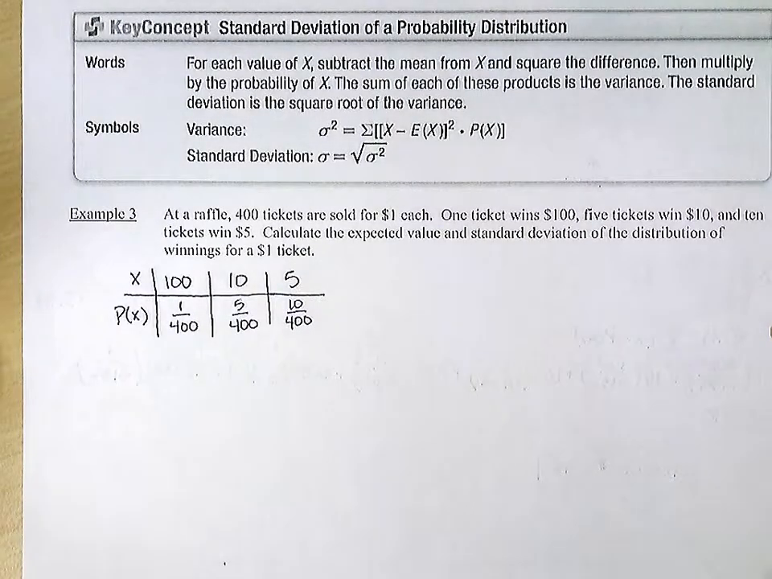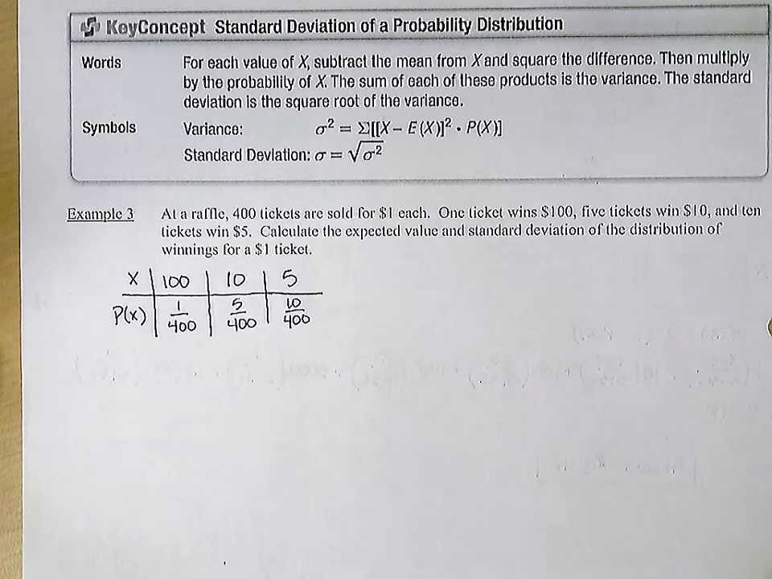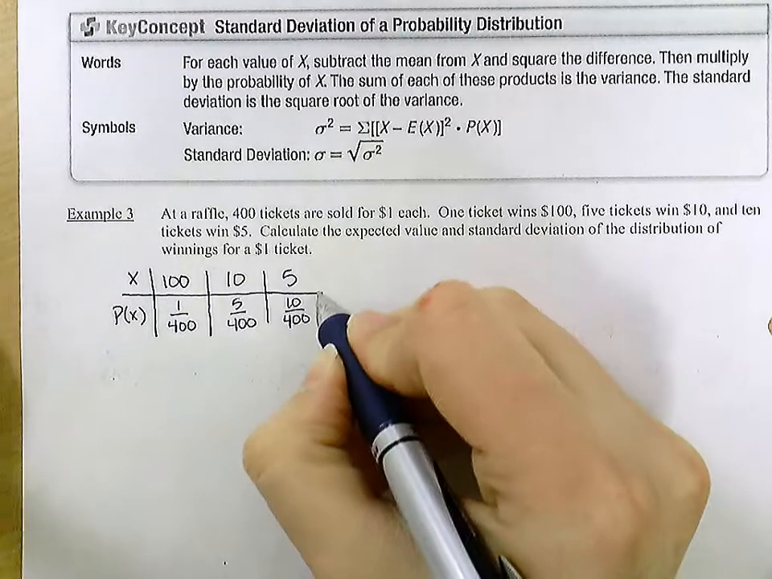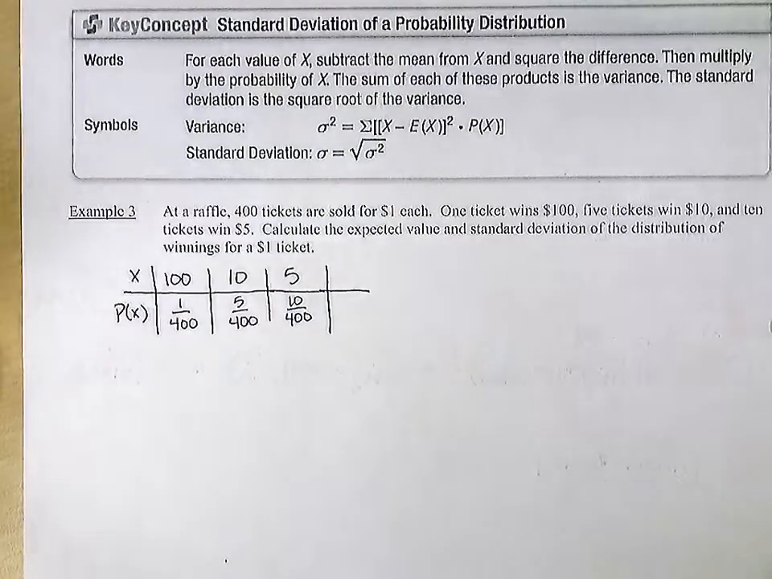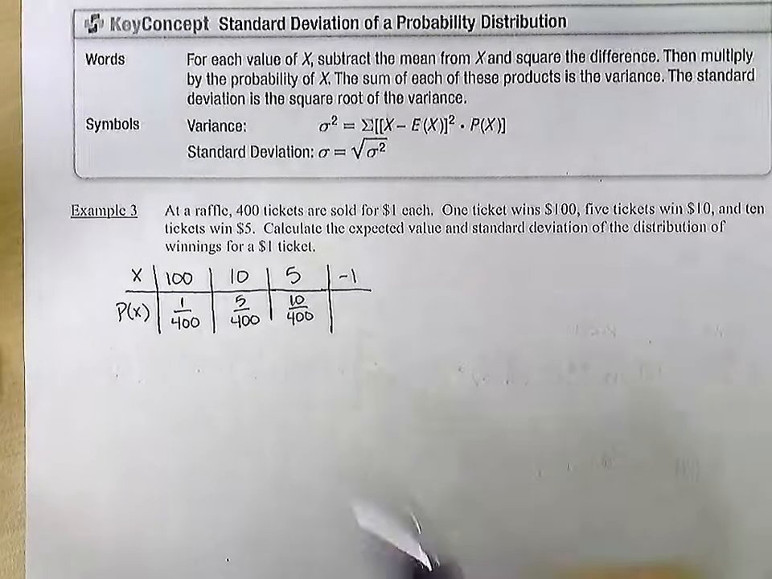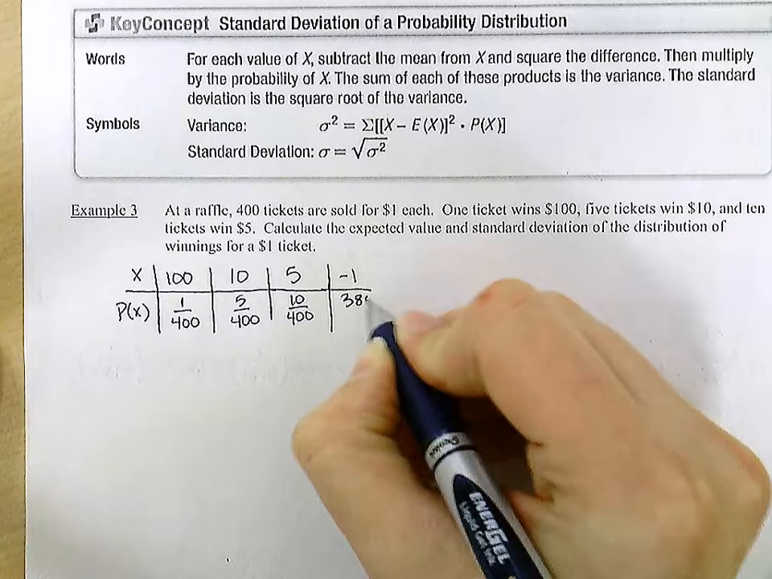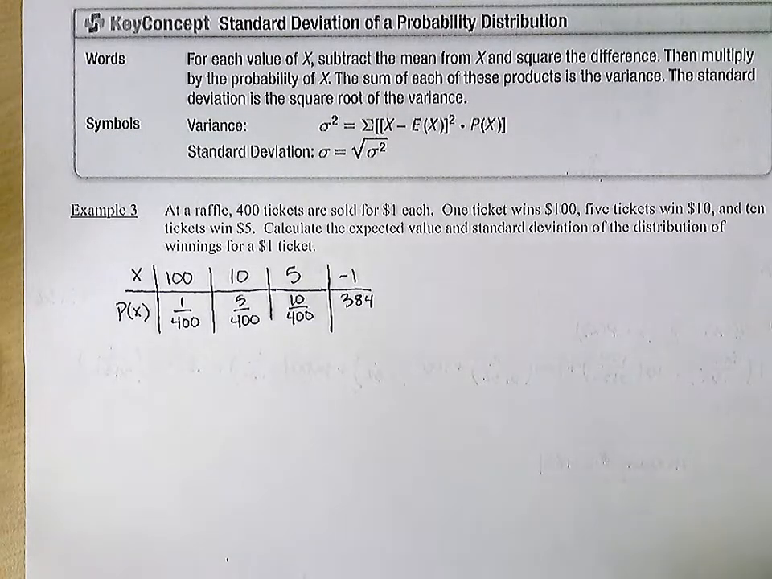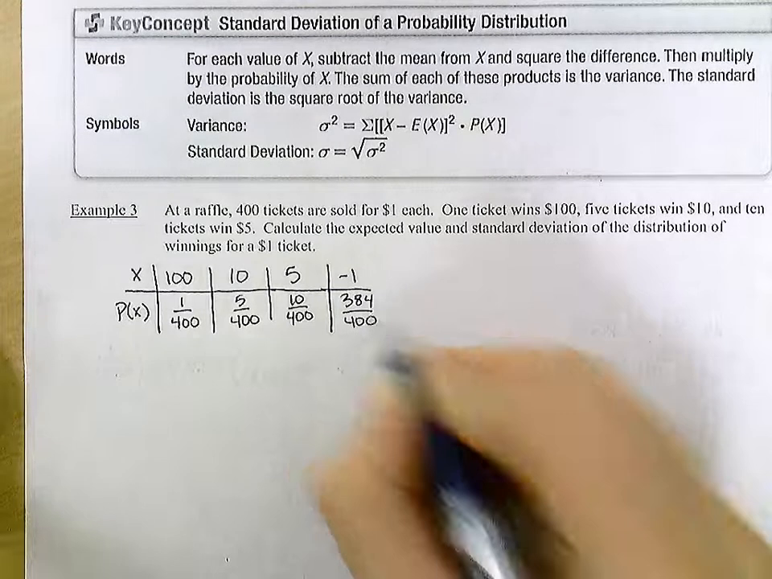Now, remember when I talked about finding the probability, when you add them all together, it has to equal 1, right? If I add all 3 of these together, does that equal 1? No. So the last x value that you need is this minus 1, because those people are losing $1. Okay, because they paid $1 to be entered into this raffle, but then they didn't win anything. So how many people didn't win anything? Yes. Okay, so 384 out of 400 lost $1.